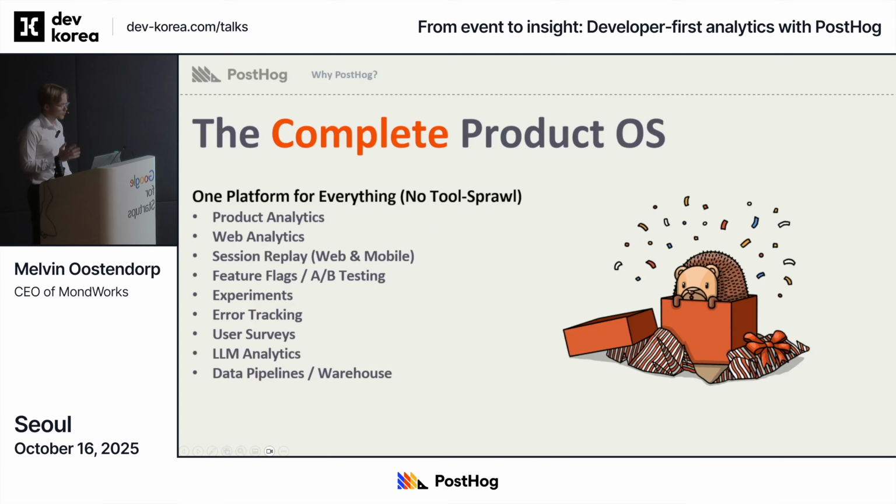But here's what really sets PostHog apart. It's not just an analytics tool. Like instead of multiple tools like Mixpanel for analytics, Hotjar for session replay, and LaunchDarkly for feature flags, you can get everything into one platform. This means data connects seamlessly. It's a complete product OS that combines a lot of things. And we're going to talk about a few of those.